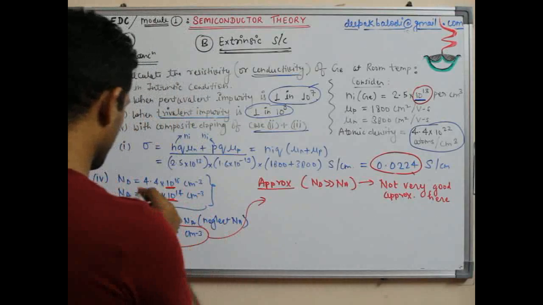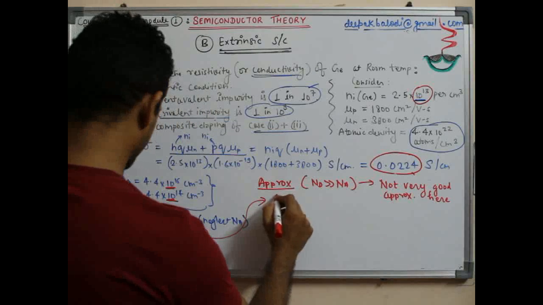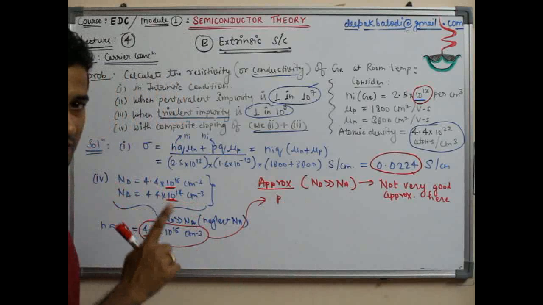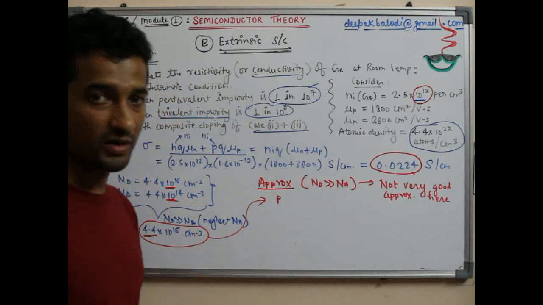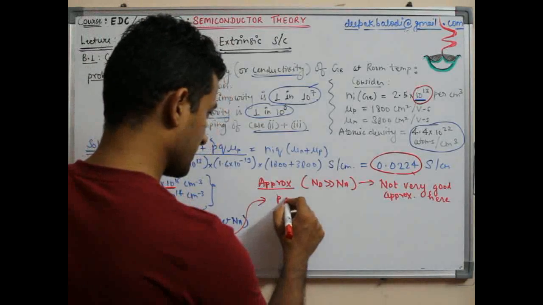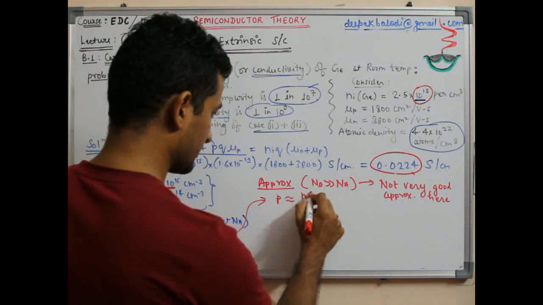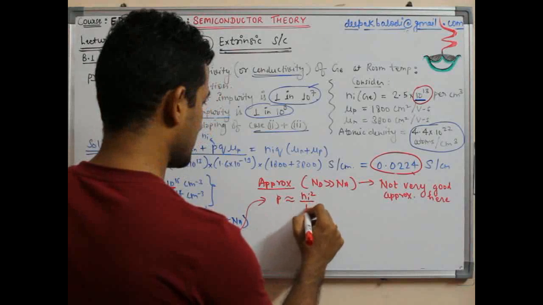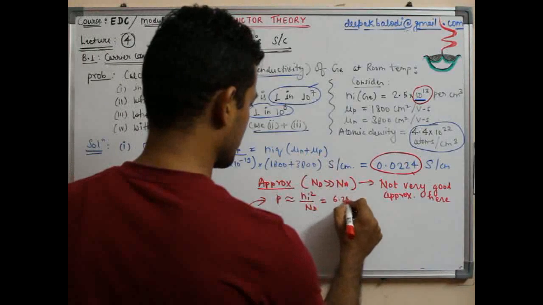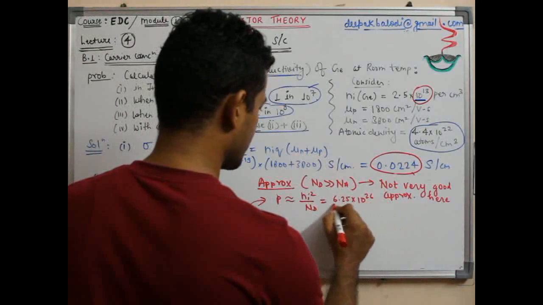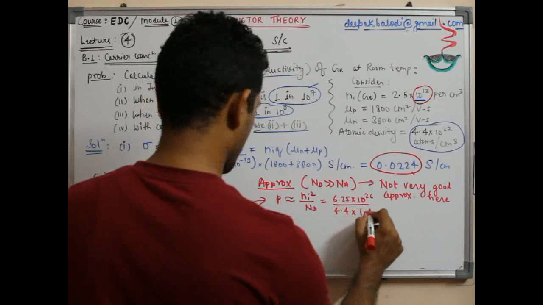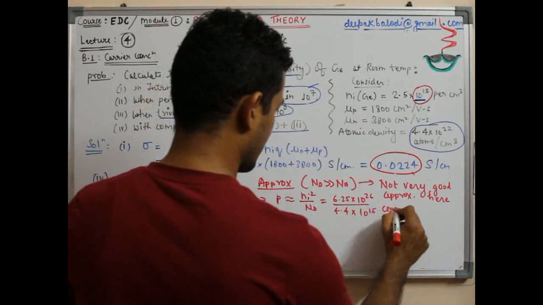So N is this, and therefore P will be. Now we should not rely on P, because once the majority carrier is calculated, the second one is definitely calculated by the mass action law. So that will again be approximately ni squared by n, and n is Nd. So that gives ni squared as 6.25 into 10 to the power 26 divided by Nd, which is 4.4 into 10 to the power 15 per centimeter cube.